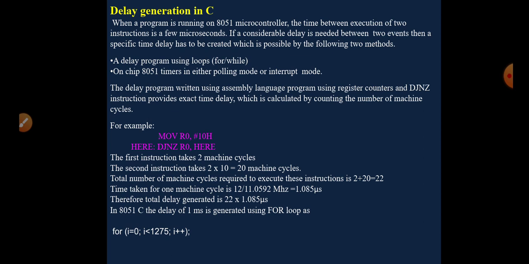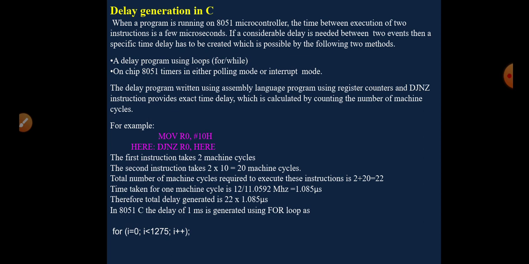And the time required for one machine cycle: if your 8051 is operating at 11.0592 megahertz, one machine cycle consists of 12 clock pulses. So the time required for one machine cycle will be about 1.085 microseconds. Therefore the total delay generated is 22 machine cycles into 1.085 microseconds.